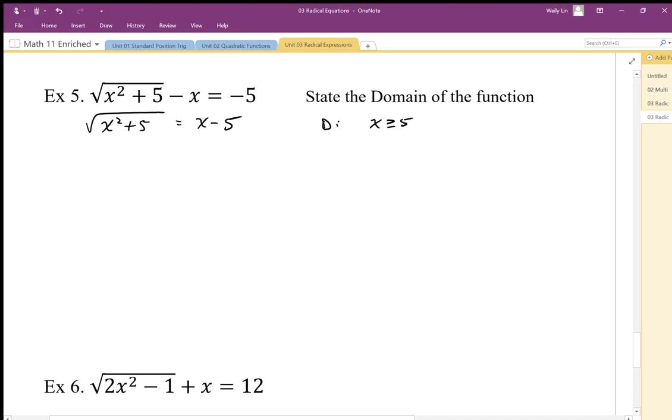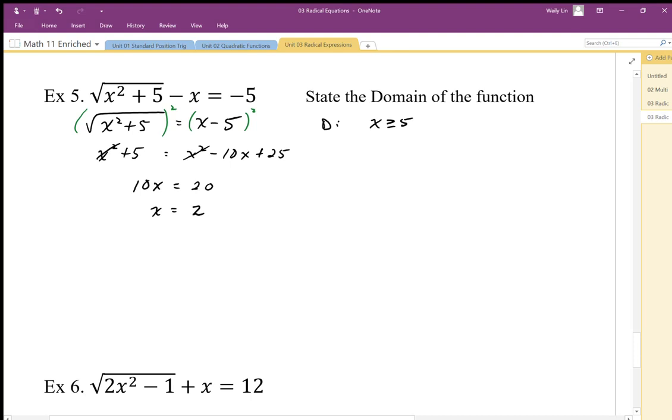Once we've established that, we can solve. We're going to undo the square root with this square, both sides. Okay, and then I'm going to end up with x squared plus 5 is equal to x squared minus 10x plus 25. X squareds cancel. Well, since it's not a quadratic anymore, I'm going to move the 10x to this side, so plus 10x on both sides, subtract 5 from both sides, and I end up with x is equal to positive 2.